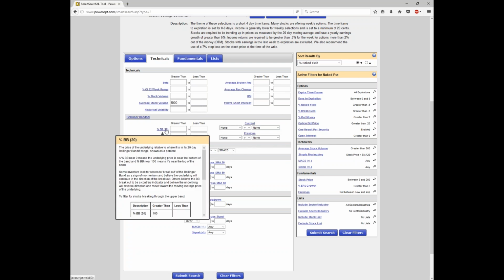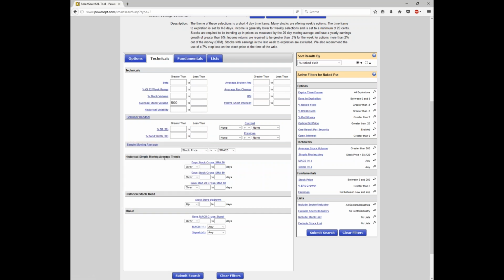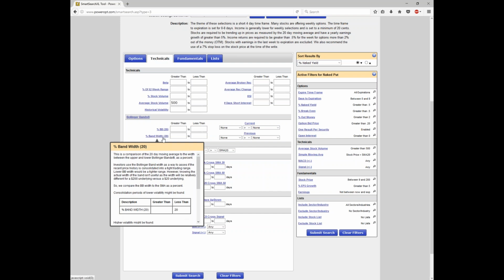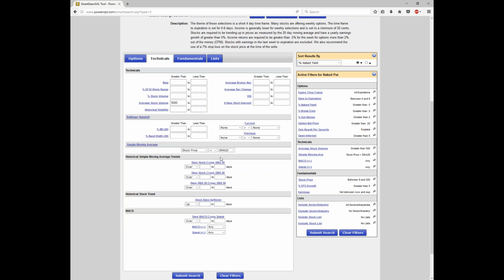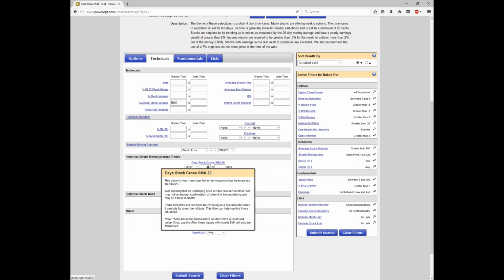The percent BB20, this is where the stock is in the Bollinger Band ranges. In the default long call and long put search, you'll see a default search for Bollinger Bands. That's where I would likely get started. If you didn't know criteria to use, we've created a long call and long put screen based on the Bollinger Bands for you to use as a stepping stone, and the full description is listed there. Band width, of course, how wide is the Bollinger Band? Simple moving average, and the historical moving trends. We want to see stocks that have crossed at least 3 to 5 days over their 20-day moving average, so it's been expanded out.